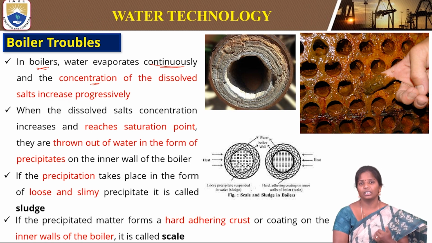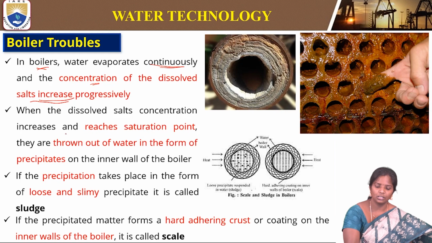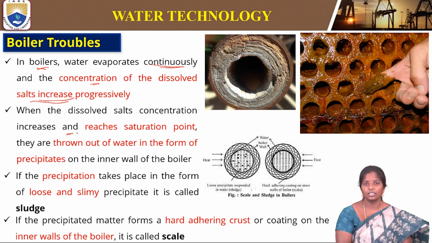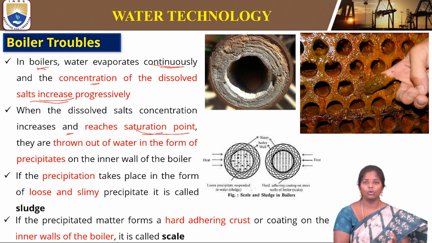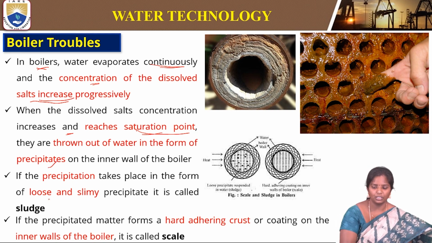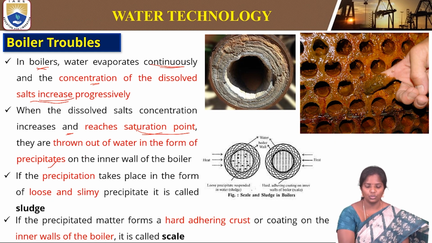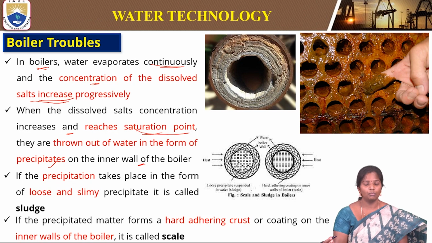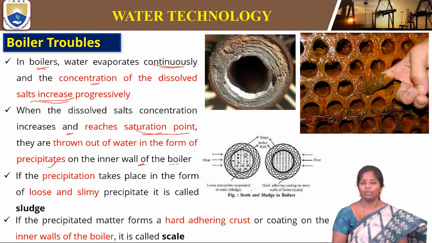So with an increase in temperature, there is an increase in the salt concentration. When the dissolved salt concentration increases and reaches a saturation point, the salts are thrown out of water in the form of precipitates. So once it reaches the saturation point, it precipitates. Where does it precipitate? In the boiler itself, on the inner walls of the boiler.